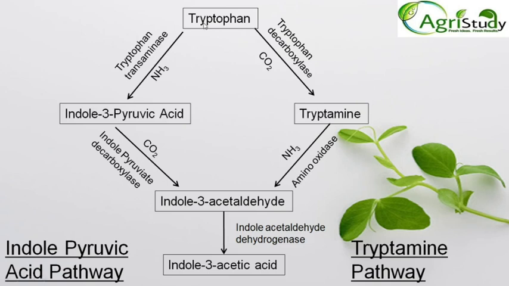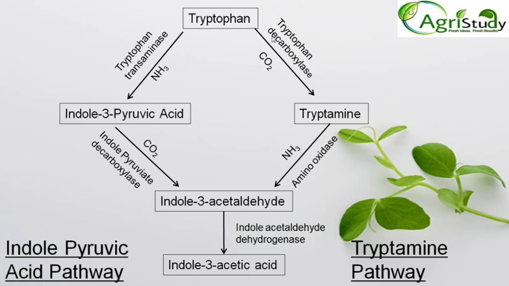In the tryptamine pathway, tryptophan converts into tryptamine. Here the release of carbon dioxide takes place. In the indole pyruvic acid pathway, first NH3 is removed, that is deamination takes place. Here first decarboxylation takes place. Just a simple difference between these two pathways: if we remove NH3 first, then it's the indole pyruvic acid pathway. If we first remove the CO2, then it is the tryptamine pathway.